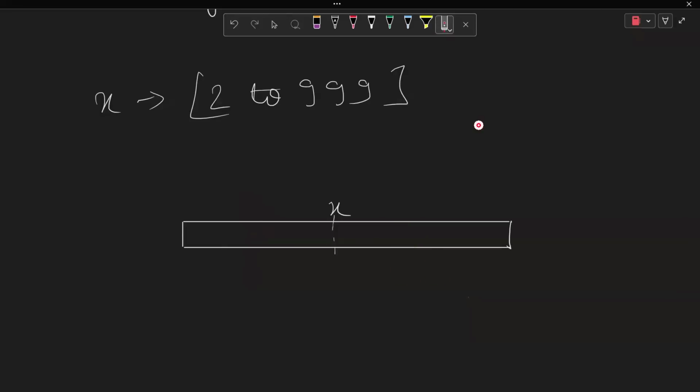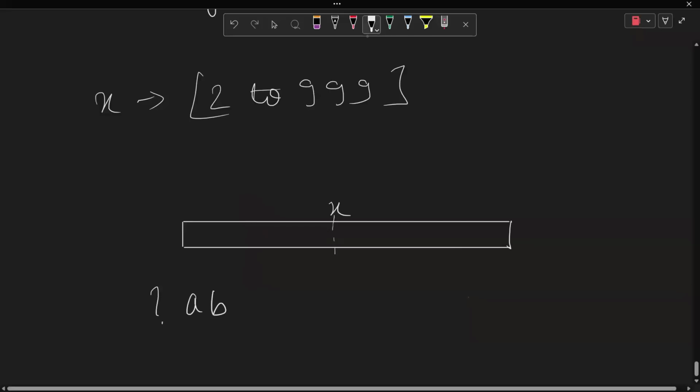Now, to find this unknown x, we can make queries of the form question mark a b, where it would return the area of the rectangle. Basically, it just returns a times b, as measured by the ruler. So if both a and b are measured correctly, it would return a times b.